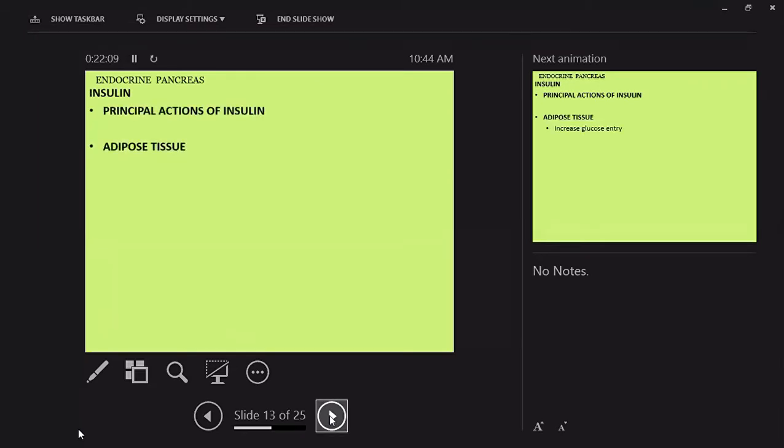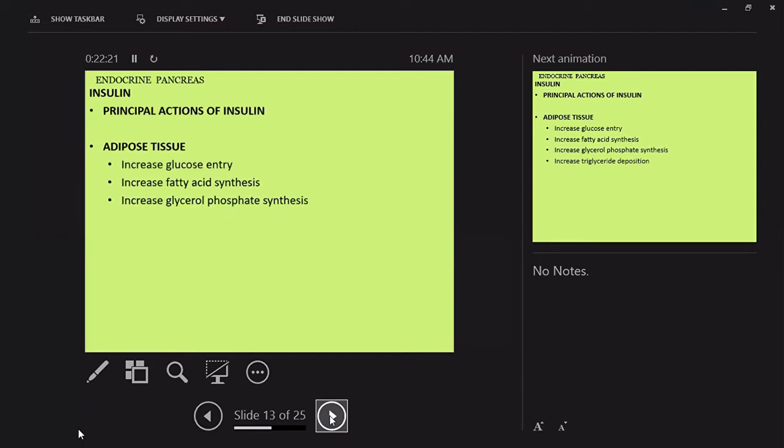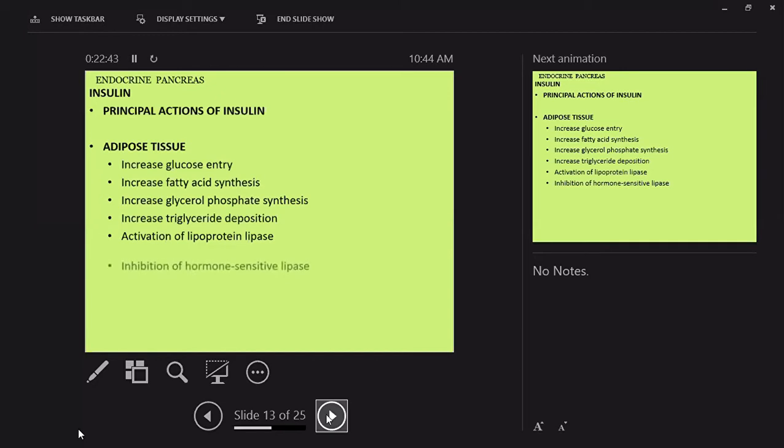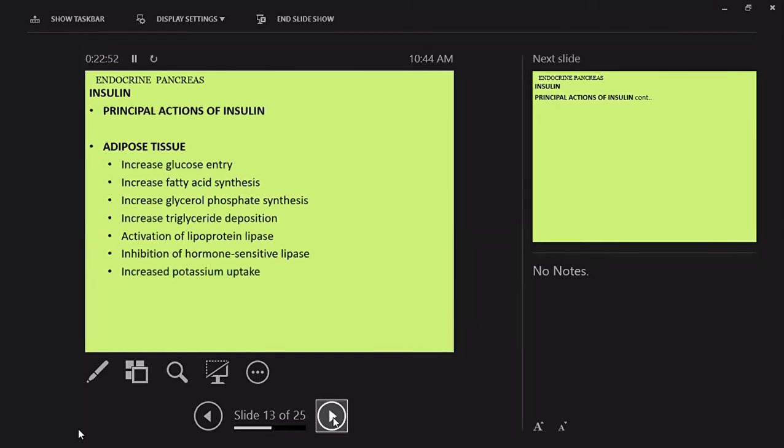Principal actions of insulin on the adipose tissue: increases glucose entry, so increases fatty acid synthesis, increases glycerol phosphate synthesis, increases triglyceride deposition, activation of lipoprotein lipase, inhibition of hormone-sensitive lipase, and increased potassium uptake.